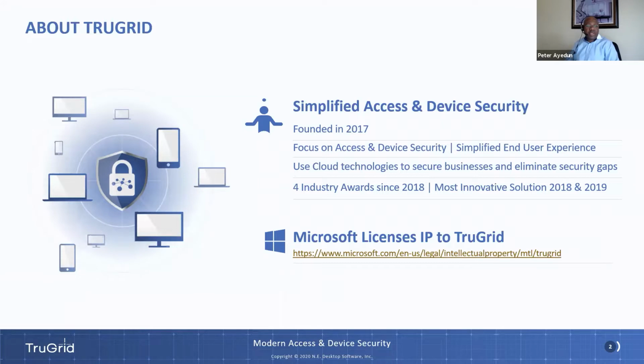Just a little bit about TruGrid. Figure we tell you about our company. We started this company in 2017 with the express focus of providing simplified access and device security to businesses and employees. As a result, we use cloud technologies to secure businesses and also to eliminate security gaps. Since 2018, we've actually won 4 industry awards. 2 of those awards are for most innovative solutions. That was in 2018 and 2019. And we also licensed some technology from Microsoft to simplify the work that we do.